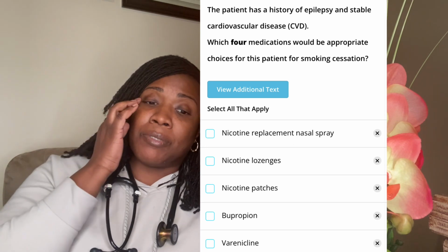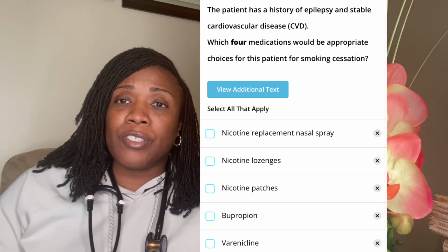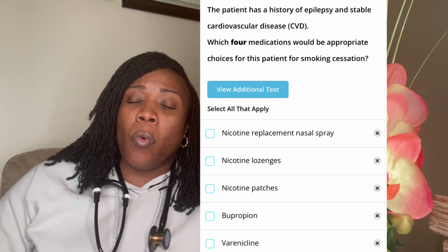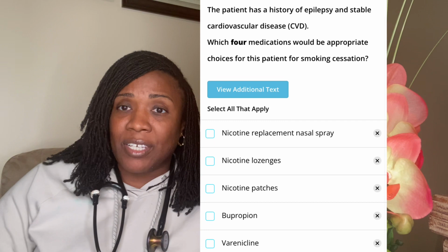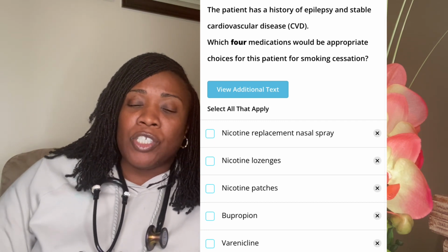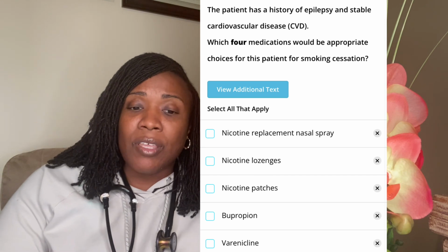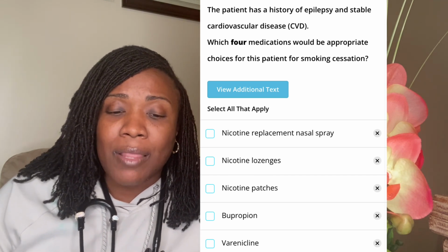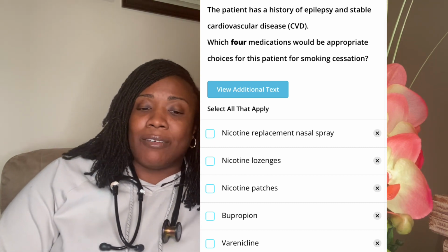So let's look at the options. The question asks which 4 medications would be appropriate to give a patient who has stable cardiovascular disease, but they do have a history of epilepsy. The first one is nicotine lozenges. The second one is nicotine patches. The third one is bupropion. The last one is varenicline.